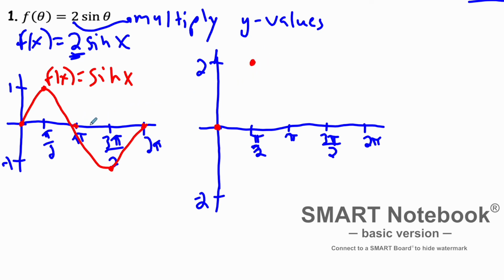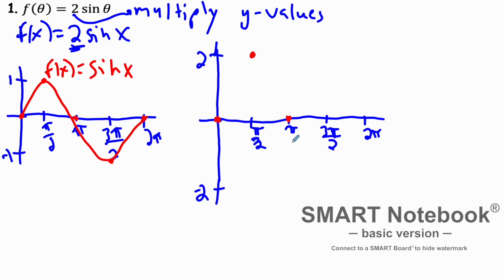Pi is at 0. So 0 times 2 is, yep, still 0. 3 pi over 2 was at -1. Okay, 3 pi over 2 is at -1 down here. Multiply that by 2. Now it's down here at -2. And 2 pi should be where we started from. But if we look at this, 2 pi was at 0 times 2, and we are still at 0.